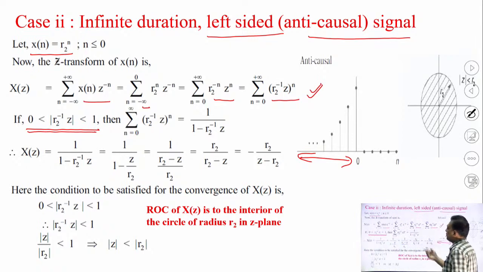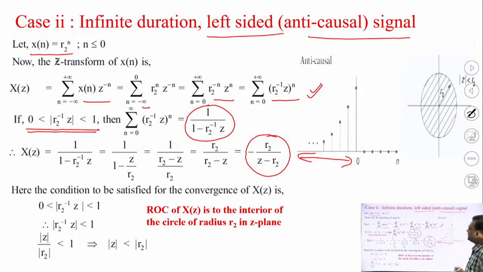Okay. So now when we solve it, we will get 1 upon 1 minus r2 inverse z, this is the z transform, or you can say minus r2 upon z minus r2, where the pole is lying at z equals to r2. So the condition to be satisfied for the convergence of X(z) is this, and in that case if you see, you will find that mod z is less than r2. It means ROC is lying for those values of z which are less than r2. So if this is the circle of radius r2, this is basically the region of convergence, which is shown in overlapping lines.